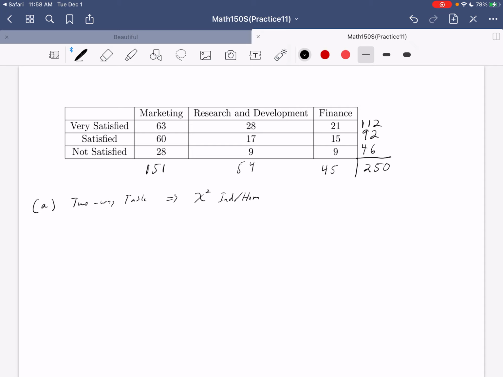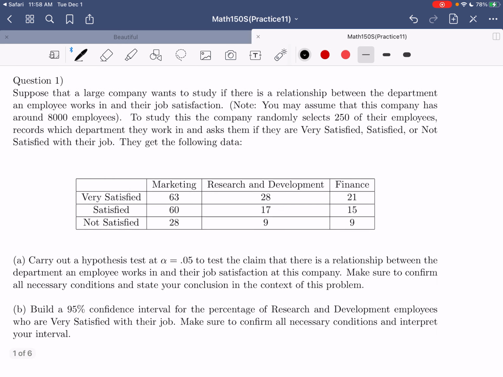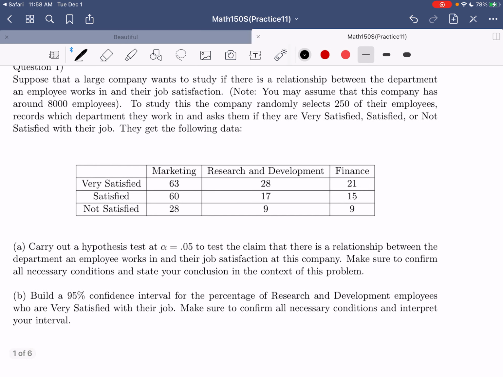The 2-way table is probably the easiest way to spot that we're supposed to run a chi-squared independence and homogeneity. But again, we can also look at what we're actually testing as our claim. If we go back to the original problem and look at the original claim, notice that the claim says there is a relationship between the department an employee works in and their job satisfaction.